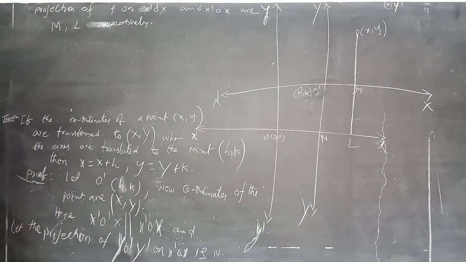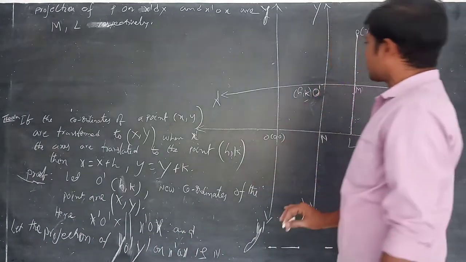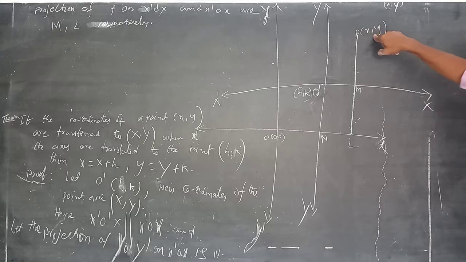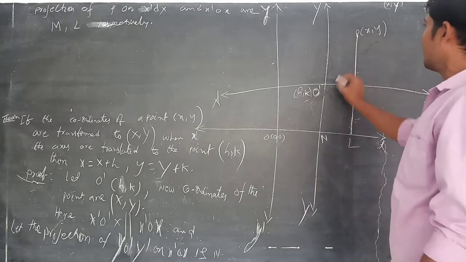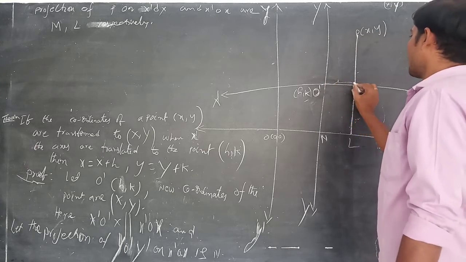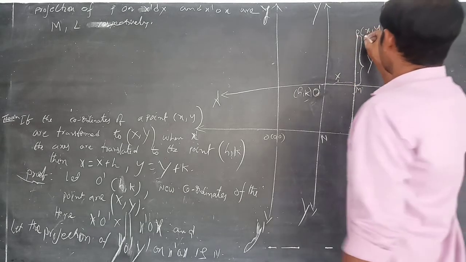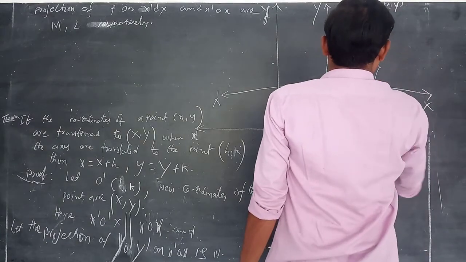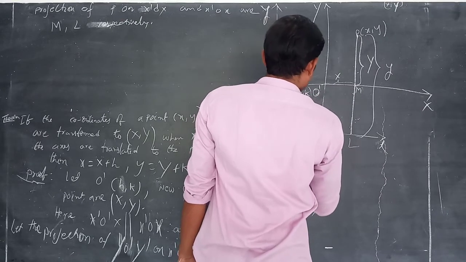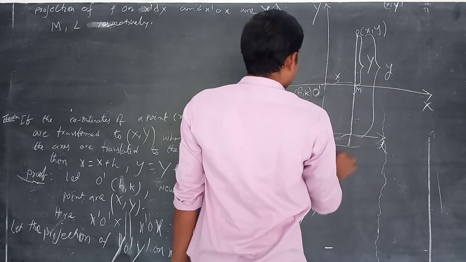See, when the origin is shifted to O dash, then the coordinates are changed. Now the coordinates of P are capital X comma capital Y. Then the distance from origin to P is capital X. That means this is capital X and this is capital Y. PL is small y and OL is small x.